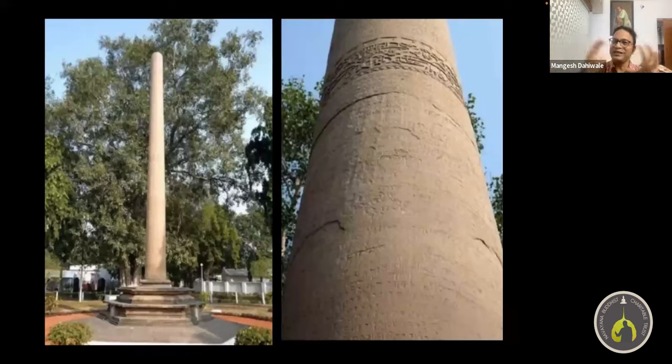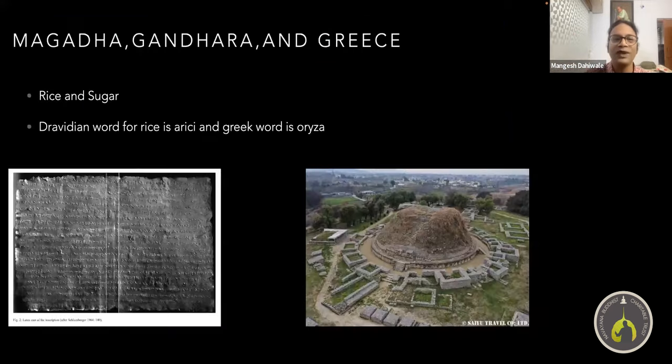This is very symbolic, as we were talking in the previous talks, about how symbolic things represent. If you want to destroy something, you destroy the symbols. Buddhism was destroyed by destroying the symbols.